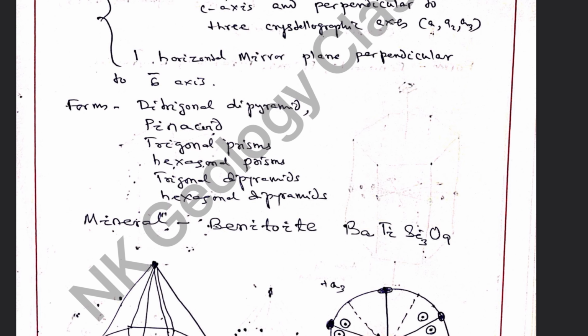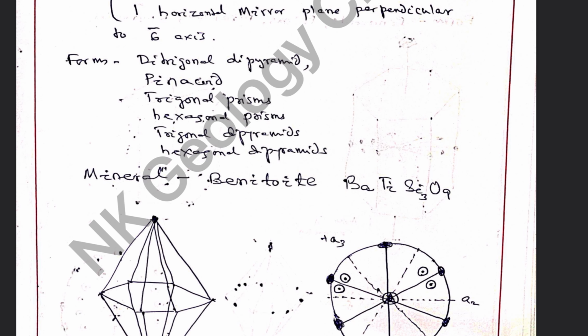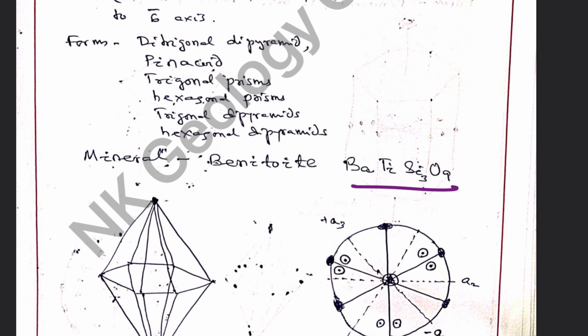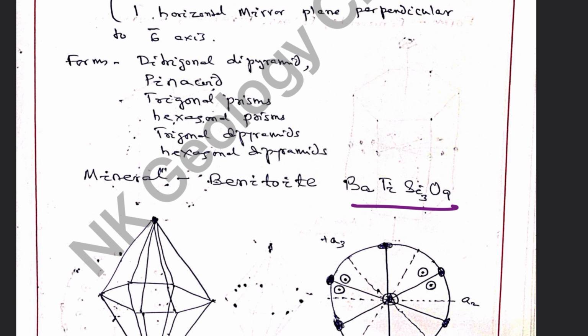So the forms are ditrigonal dipyramid, pinacoid, trigonal prisms, hexagonal prisms, trigonal dipyramids, hexagonal dipyramids. The common mineral is benitoite. This is benitoite, the common mineral. And we have one axis of 6-fold rotoinversion. This is the 3/m.